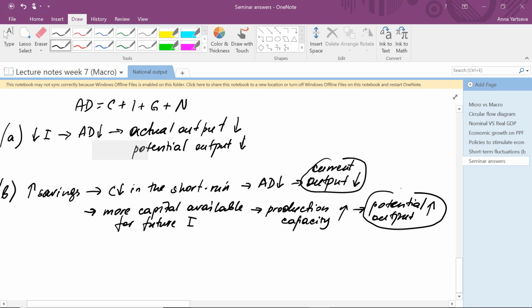Same with individuals. Let's imagine that you are currently on a low income. Let's say you earn £1,000. It's not a lot, especially if you need to pay your rent, you need to pay your bills, you need to pay for food, for travel, and everything.